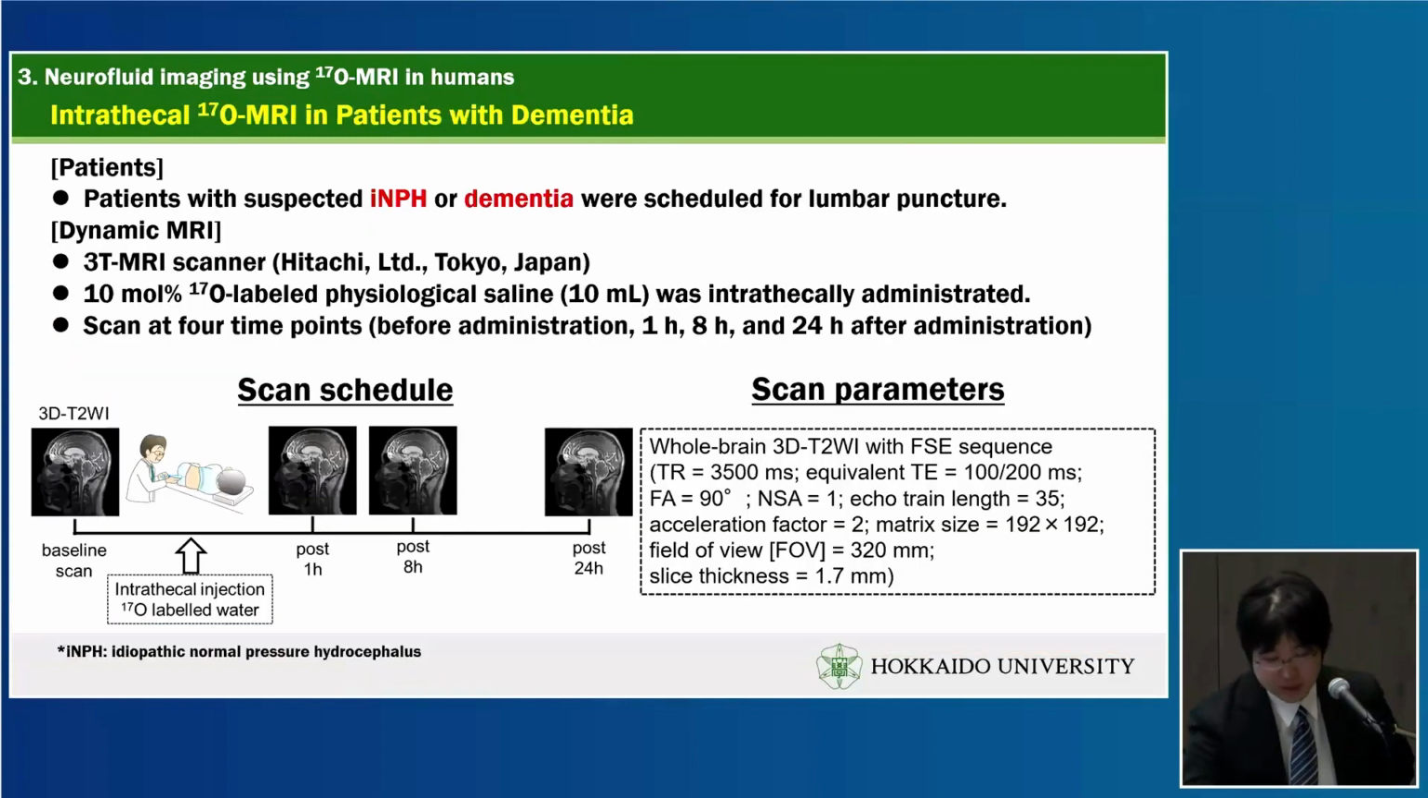We are currently conducting clinical trials using O17 water injected intrathecally for MRI. We are focusing on patients with normal pressure hydrocephalus or dementia. During the CSF examination, we administered 10% O17 water intrathecally, followed by obtaining 4 T2-weighted images at 4 different time points: a baseline, and after 8-24 hours of administration.